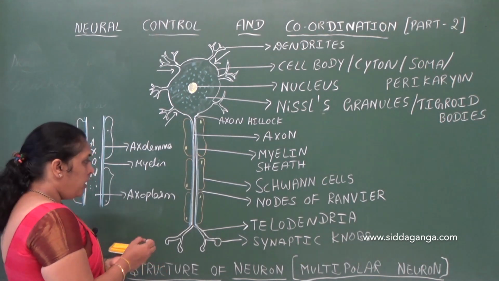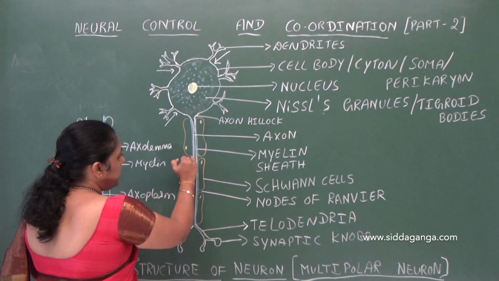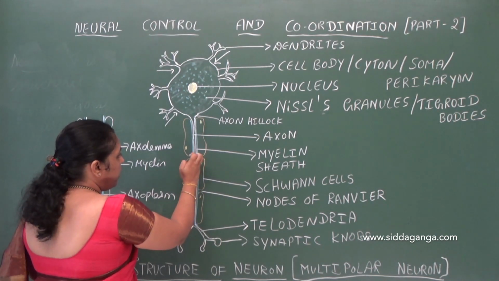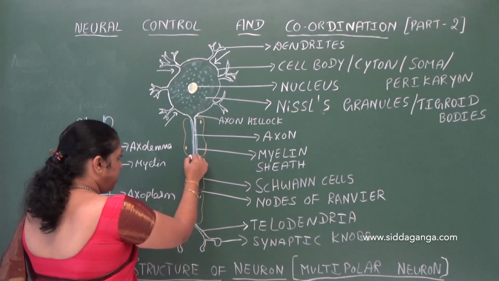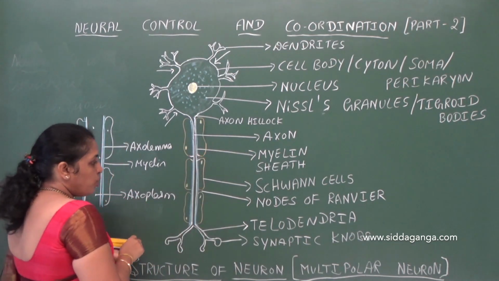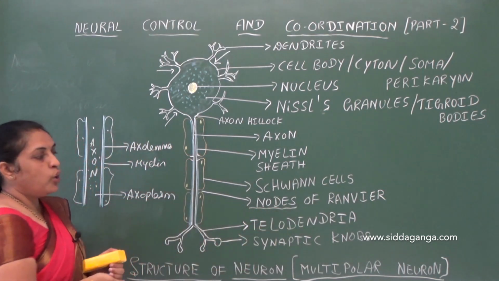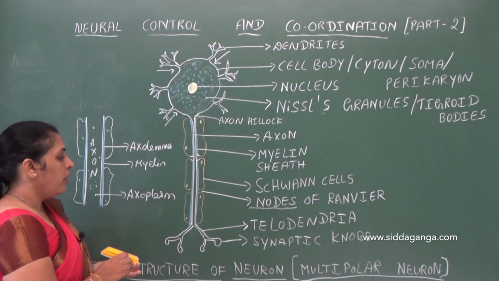Between the axon, the myelin sheath is interrupted. That region is the nodes of Ranvier. That region is nothing but the nodes of Ranvier.